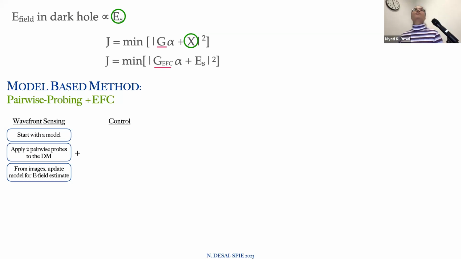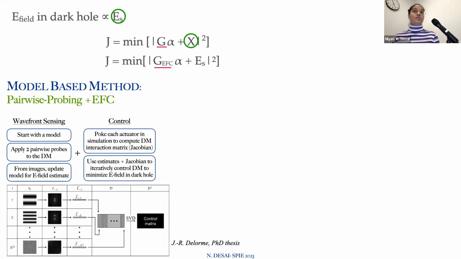So as I go to the next methods, we're always trying to minimize something, and those things are pretty much proportional to each other. So in this method, you get your electric field estimate, and then you try to minimize it, and that's through the control step. And now in order to do the control, you need to know how to control your DM, and so you need to build the Jacobian.